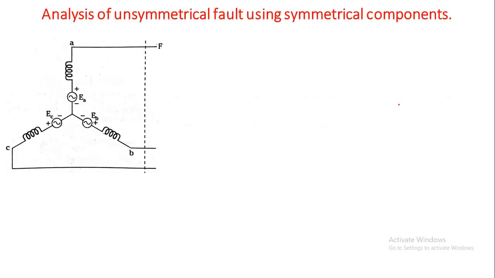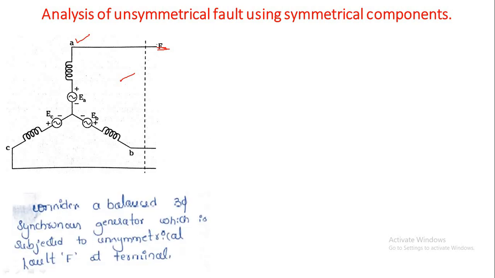The next topic is analysis of unsymmetrical fault using symmetrical components. Consider a balanced three-phase synchronous generator, or alternator, which is subjected to some unsymmetrical fault F at the terminal, as shown in this diagram. The fault may be unsymmetrical, but to the left of fault point F, the system is completely symmetrical.